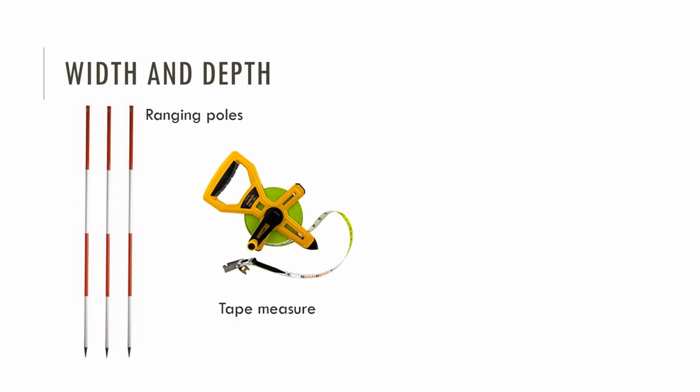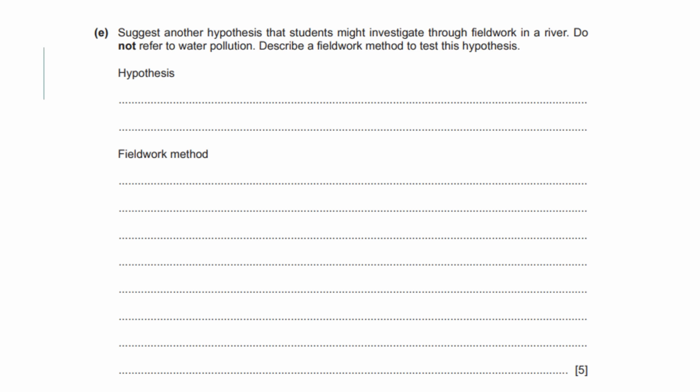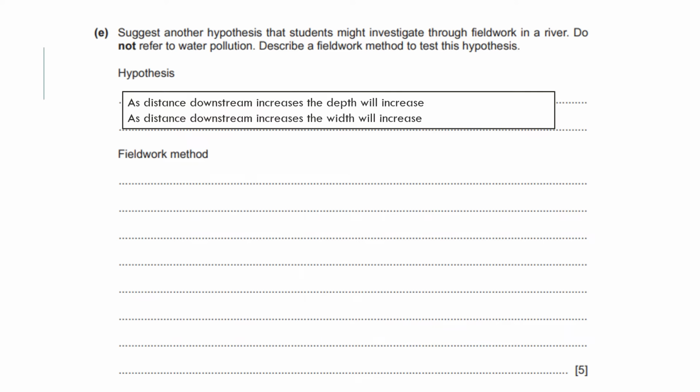So width and depth. To work out width and depth, you would need the following equipment: some ranging poles, a tape measure, a ruler, and a clipboard, pen, and recording sheet. So here we go, back to the question. What hypothesis could you write for width or depth? As distance downstream increases, the depth will increase, and likewise, as distance downstream increases, the width will increase.